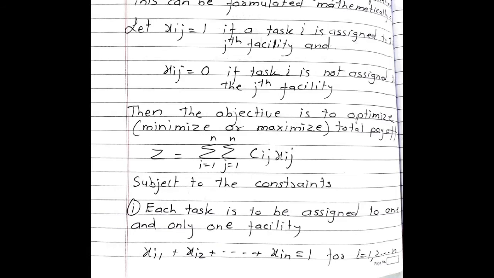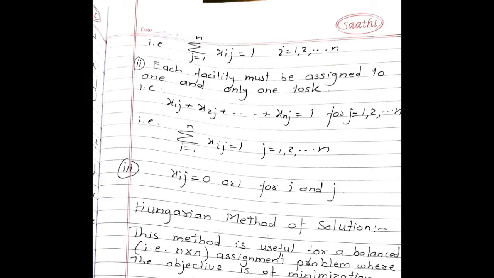Subject to the constraints, each task is to be assigned to one and only one facility. So xi1 plus xi2 plus up to xin is equal to 1 for i is equal to 1 to n. That is, summation over j is equal to 1 to n of xij is equal to 1.